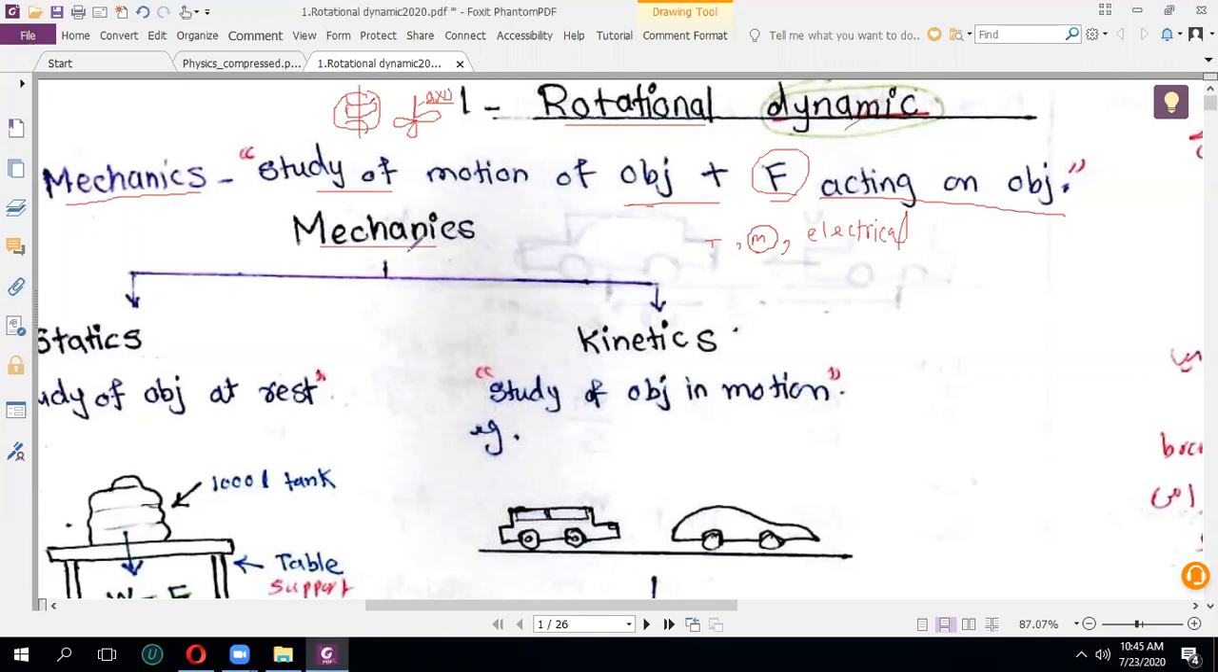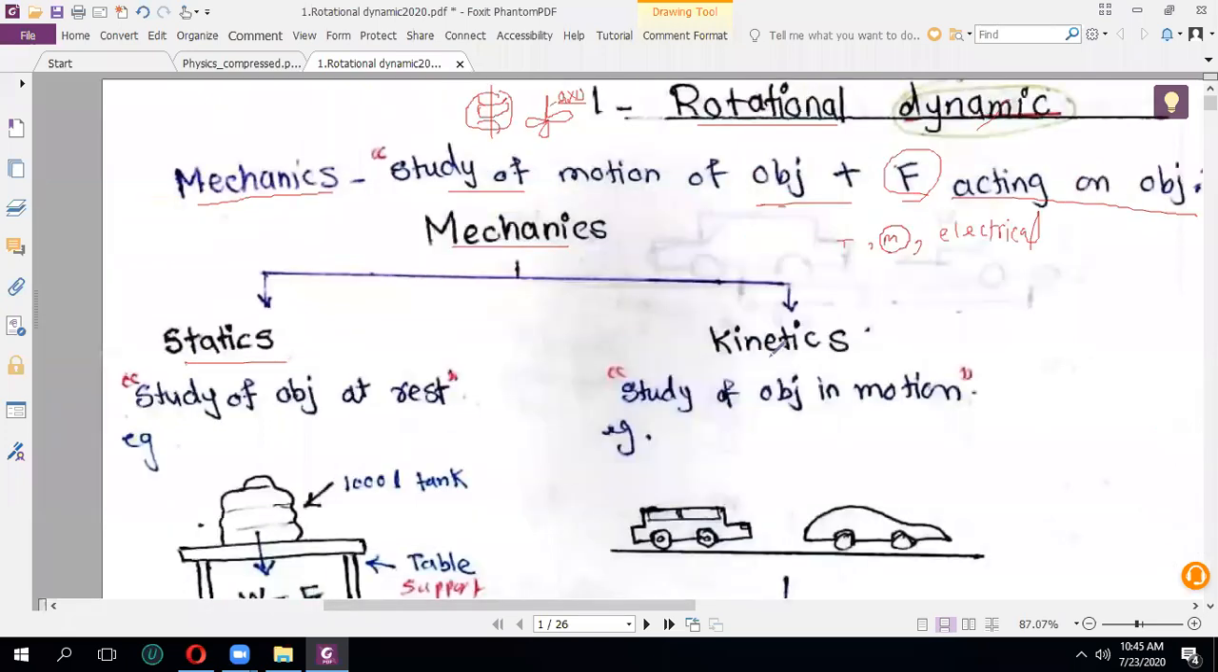In mechanics, it is further divided into two parts. One is called statics and the second is called kinetics. What do you mean by statics? The study of objects at rest. If any object is at rest, we say the object is static. For example, an object we put on the table is not moving, so we can say this object is static.